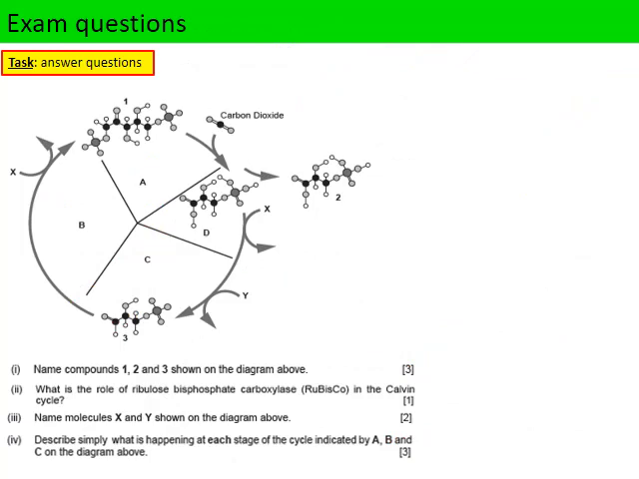Now, we have a quick look at a past exam question just in terms of the Calvin cycle. The first question says, name compounds 1, 2 and 3 shown on the diagram. So if you wish to pause the video and have a quick go at these, I'll go through the answers very quickly.